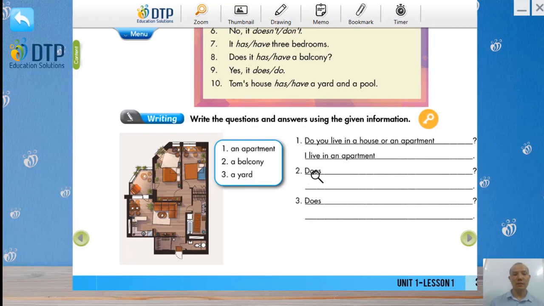Let's make questions. Number 2. Does it have a balcony? That's good. And the answer will be yes, it does. Next question. Does it have a yard? And the answer is no, it doesn't.